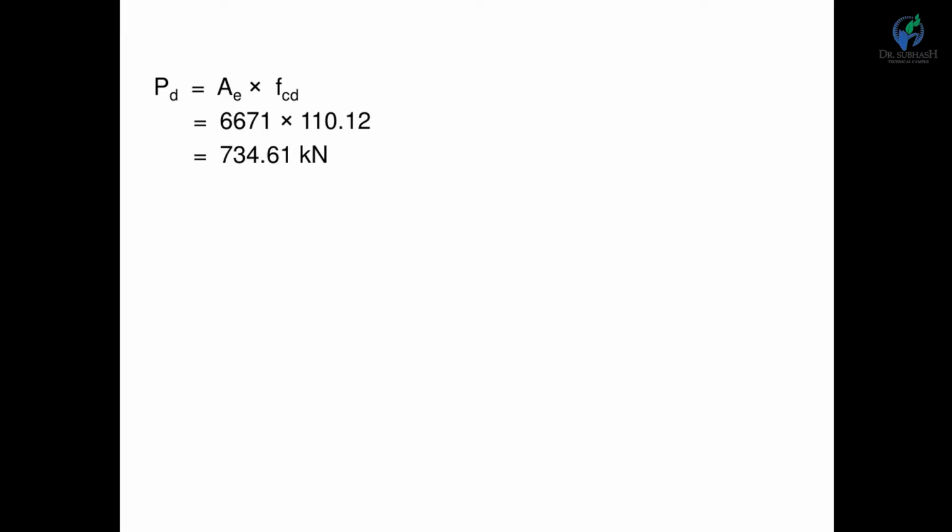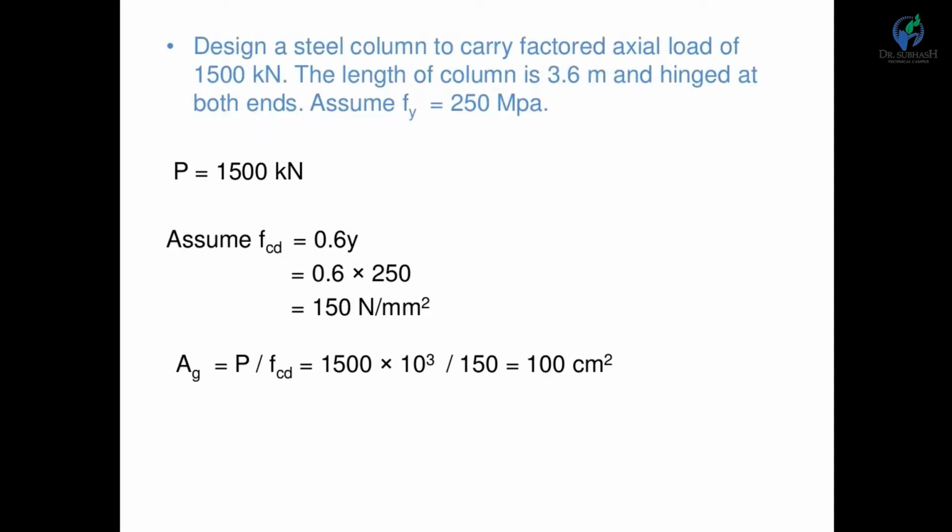Next we start the design of column. Design a steel column to carry an axial load of 1500 kilonewton. The length of the column is 3.6 meter and it is hinged at both ends. So this is the design example of a column. How can you identify that this example is a design? Here the load is given to you but the section is not given. It means you have to find a section to resist this compression force.